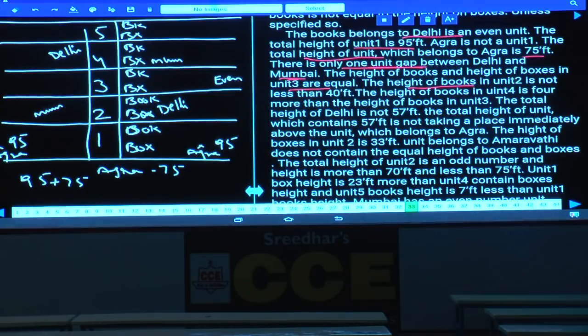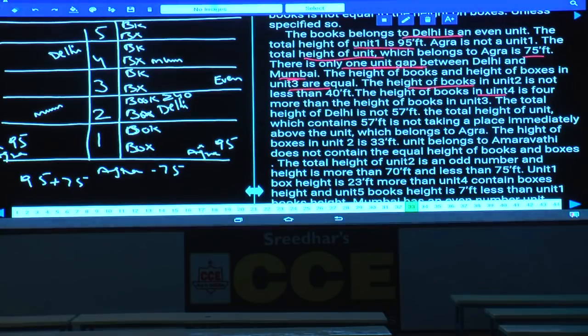Then the height of books in unit 2 is not less than 40. The height of books in unit 2 is not less than 40, so these books must be greater than or equal to 40, isn't it? Not less than 40 doesn't mean that it must always be greater than 40. It can be equal to 40 as well, isn't it? The height of books in unit 1 is not less than 40.